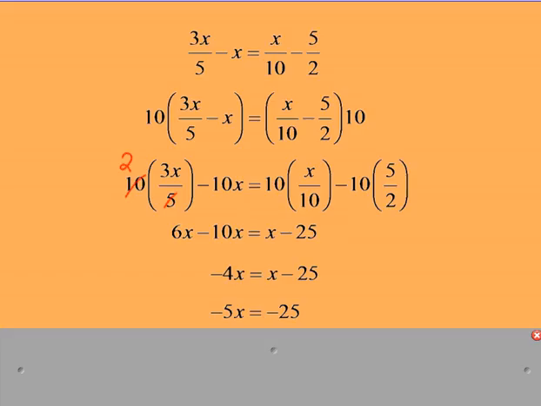And then finally, we're going to divide both sides of this equation by negative 5. Negative 5, negative 5, right? The negative 5's cancel out, leaving us with positive x. And negative 25 divided by negative 5 on the right side leaves us with positive 5.